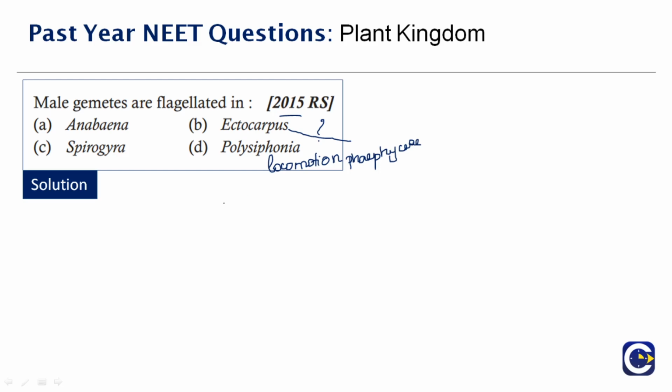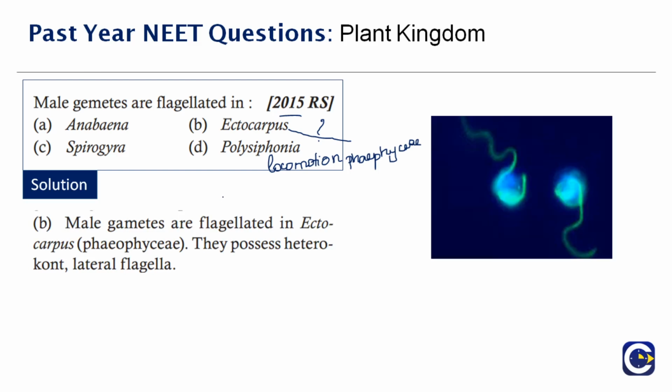But you can ask me, will the flagella be of the same structure? No, the male gamete flagella will be of a different structure when compared to the female gamete. Anabaena, Spirogyra and Polysiphonia don't have flagellated male gametes. Therefore the correct answer to this question is option B, Ectocarpus, and this is the microscopic view. You can see the flagella in Ectocarpus, right?